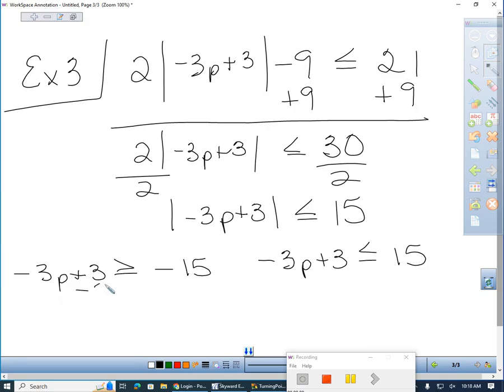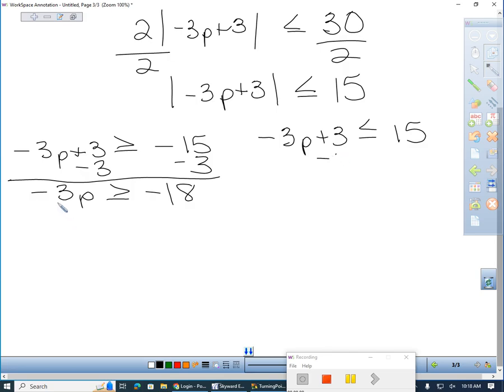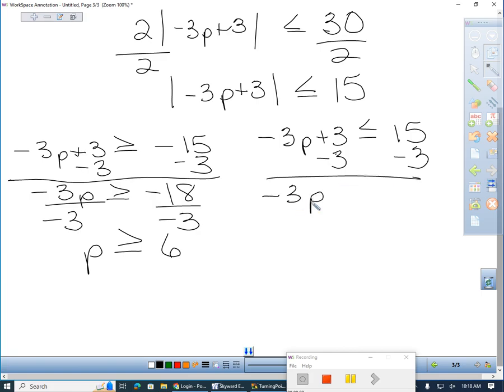Okay, first we're going to subtract 3 from both sides. So I have negative 3p is greater than or equal to negative 18. Here I, oops, I got to finish this one. Divide both sides by negative 3. What happens to my inequality sign? It flips. Positive 6. Over here, I'm going to subtract 3 from both sides. I get negative 3p is less than or equal to 12.